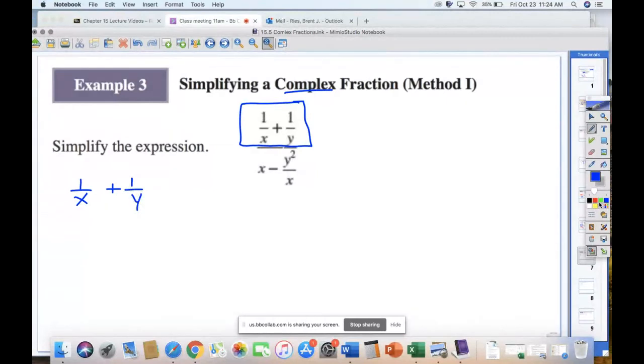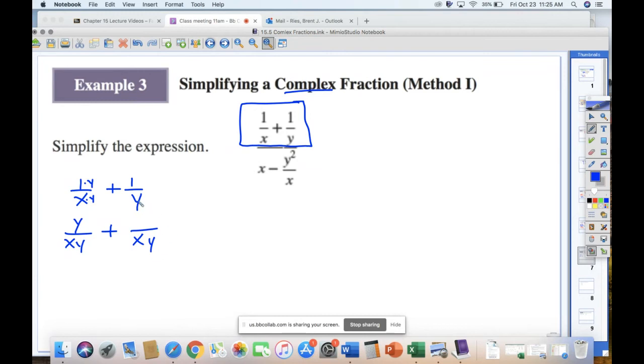Now we've been working on this. What's my common denominator going to be? It's going to be x times y. Those are the factors. My least common denominator is x times y. So I think to myself, I went from x to x times y. I must have taken it times a y underneath, so I better take the numerator times y. 1 times y is just y.